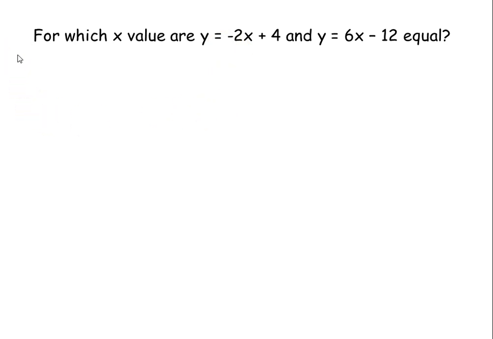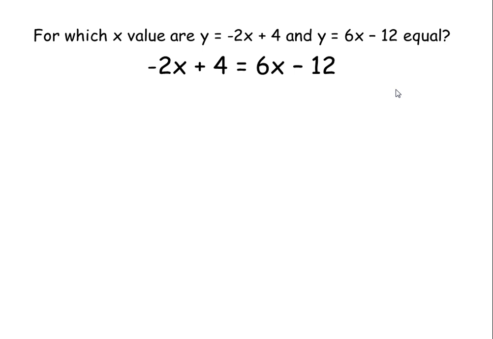I'm going to use a little bit more of an algebraic method here, where I set the two equations equal to each other, because I know that if negative 2x plus 4 is equal to y, and 6x minus 12 is equal to y, then these two things must be equal to each other. That's exactly what this sentence says, that negative 2x plus 4 is the same as 6x minus 12. I can say that because both of these things in the question are equal to y. So I have this equation to solve for x.